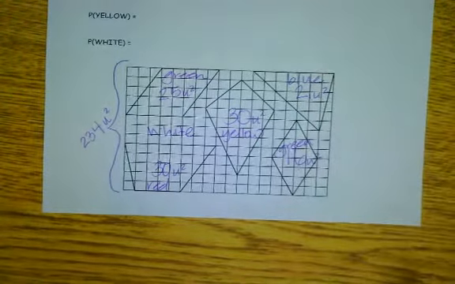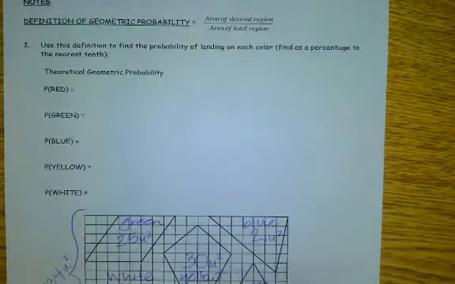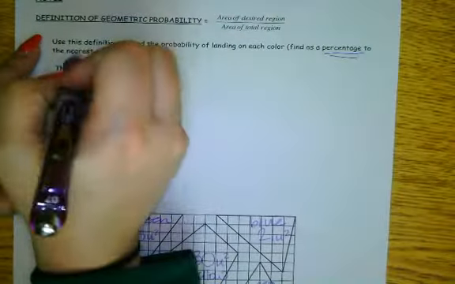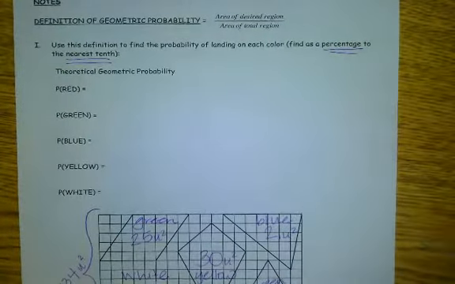Okay, so now this is where the geometric probability comes in. Your formula is area of your desired region over area of your total region. So use this definition to find the probability of landing on each color. Find it as a percent to the nearest tenth. So work with your table and find the percent to the nearest tenth.